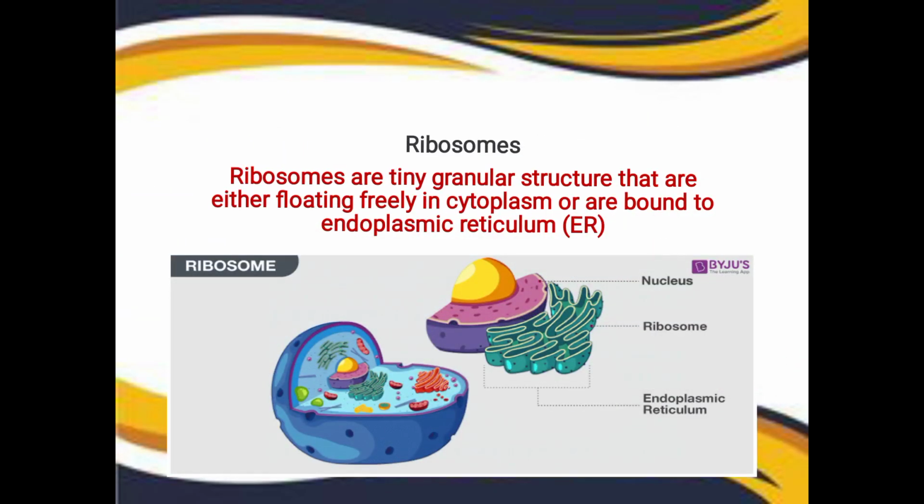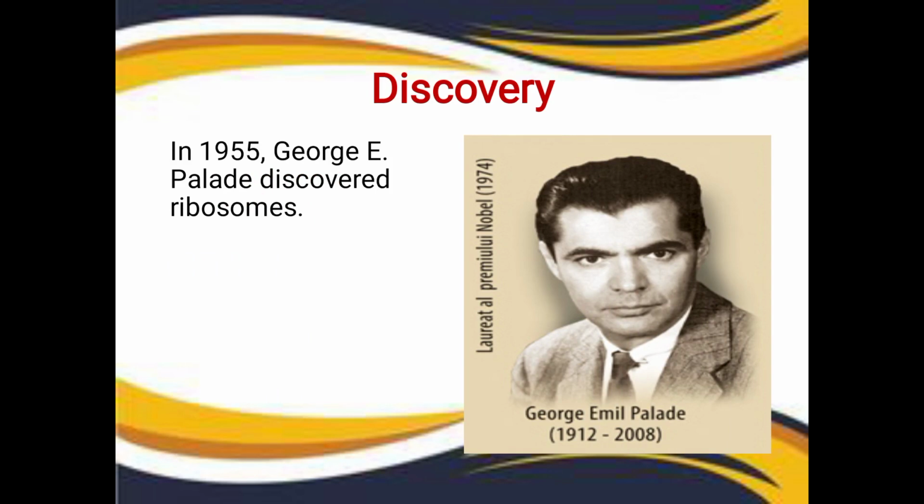On the second number, there is the organelle that is the ribosome. It is also called the protein factory of the cell. These are tiny granular structures that are either floating freely in the cytoplasm or are bound to the endoplasmic reticulum, that is an organelle. As for the discovery, in 1955, George E. Palade discovered the ribosome.